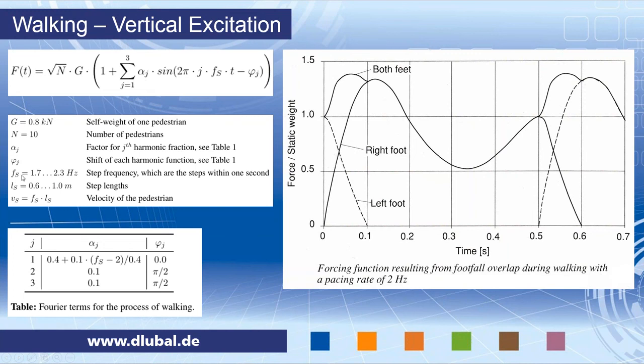A walking person is usually walking with a step frequency between 1.7 and 2.3 Hertz, and with step lengths of 60 centimeters to 1 meter. So this is usually the case, and you have to choose whatever is the worst case for your structure.